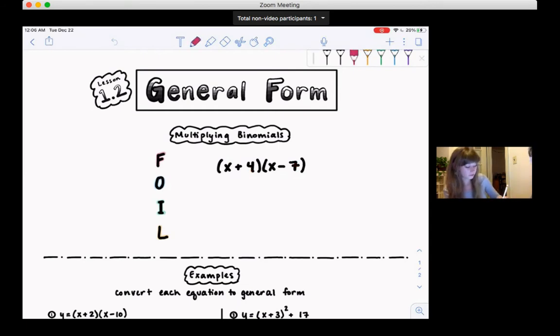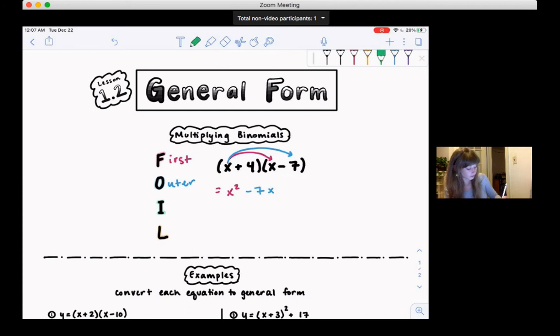So F stands for first. The first thing we're going to do is distribute the x to the other x. So multiply the first terms together. X times x is x squared. Okay, O stands for outer. So now I'm going to multiply the outer terms. So that's x and minus 7. So we're going to do x times minus 7, which gives us minus 7x.